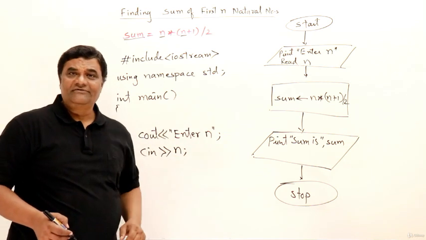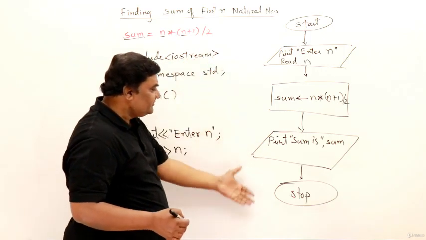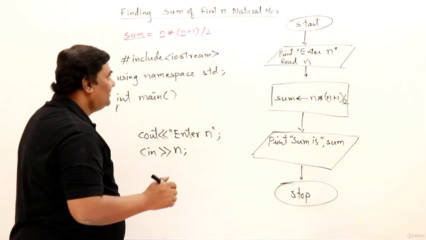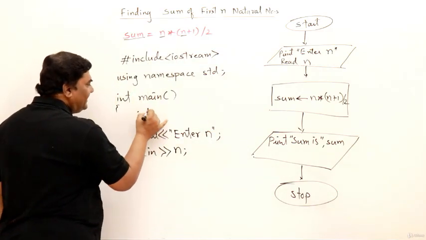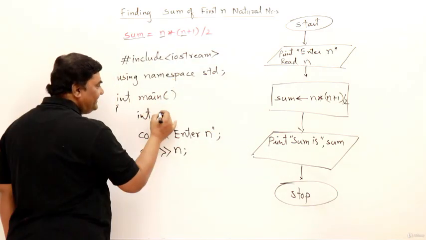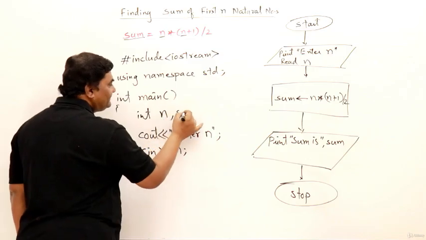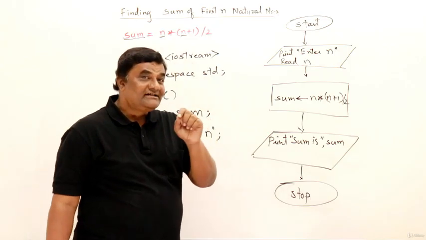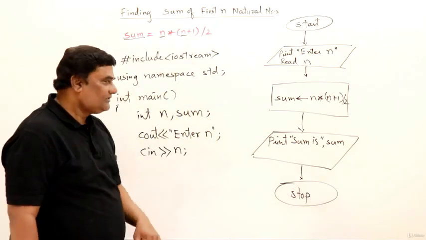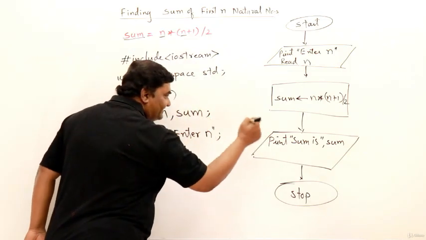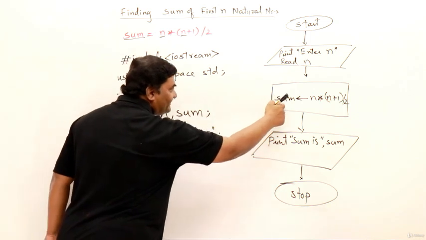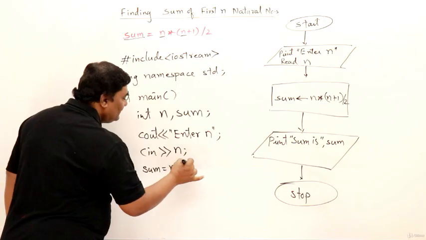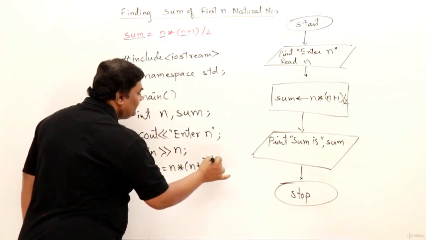So I should declare the variable first. If you read this flow chart, what variables do I require? n and also the result sum. Which type is it? It should be integer type, because you are finding the sum of the first n natural numbers, which are integers. So n as well as sum. Don't worry about the division, because you will not get a decimal result there. You will get an integer result only. So this is over. Now the next step is the formula, that is sum assigned n into n plus 1 by 2.